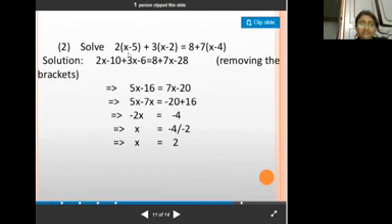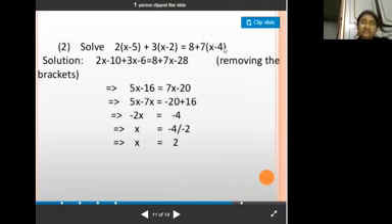Solve. First of all, open the brackets here. You have to solve this equation. Open brackets. 2 into first term of the binomial, 2 into x, 2x. 2 into -5, -10. 3 into x, 3x. 3 into -2, -6 is equal to 8 plus 7 into x, 7x.